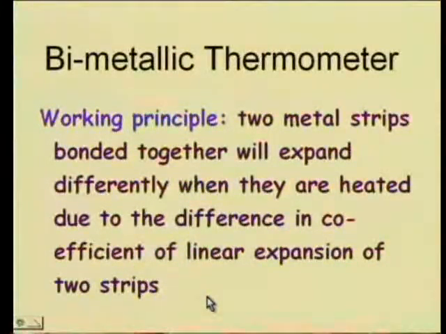The two metals that are selected are different. Obviously, their coefficients of linear expansion are also different. So when they are joined and put in that hot environment, they expand and show the difference in their coefficients of linear expansion. That is, the amount of expansion will differ. That kind of movement will be read as a temperature. That's how it is recorded.